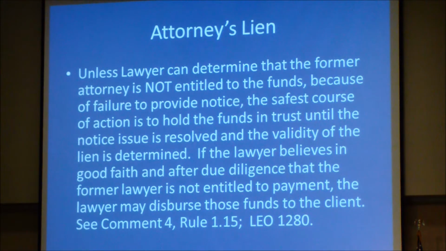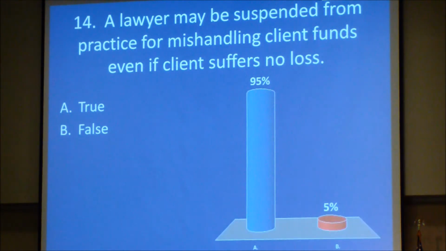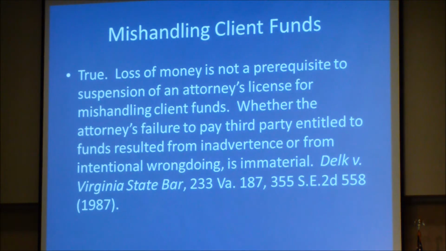What should you do? A, continue to hold the funds in trust pending resolution of the notice issue. B, just disperse the $375 to the client, if the client so directs. Best answer is to hold those funds in trust pending resolution of the notice issue. Once you've determined that they haven't done what is necessary to properly perfect the lien, then the funds can be released to the client. But the best thing to do is to hold the funds in the account pending resolution of that issue.